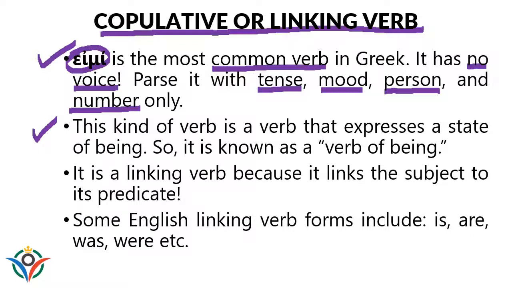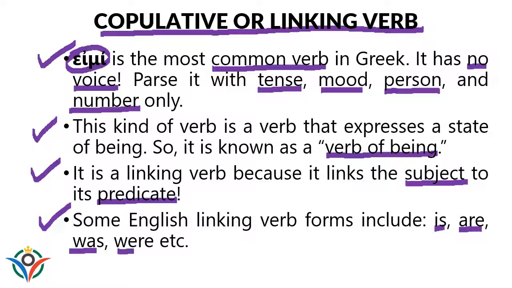Now, this kind of verb is a verb that expresses a state of being. So in some textbooks, you will see that it's known as a verb of being. And for our purposes, it's important to remember that eimi is a linking verb because it links the subject to its predicate. So a predicate is a way of giving us more information about the subject, and it can do that either as a substantive, a noun, where it would then function as the predicate nominative, but if it is describing or modifying the subject, then it could be functioning as a predicate adjective. So if you want to just refresh your memory on the predicate, then please go and watch lesson 5 again. And some English examples of linking verbs include is, are, was, were, etc.